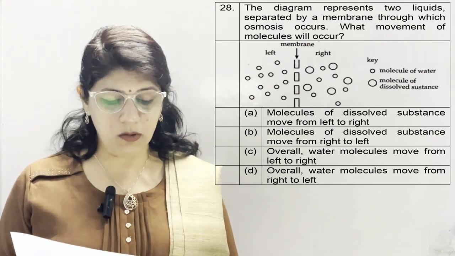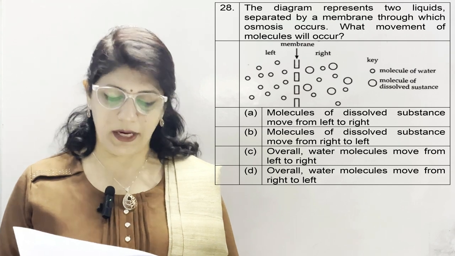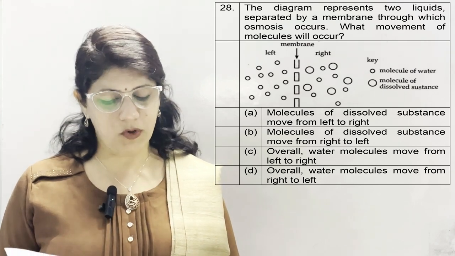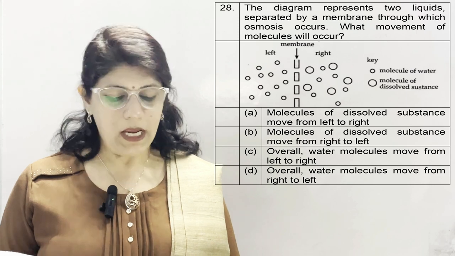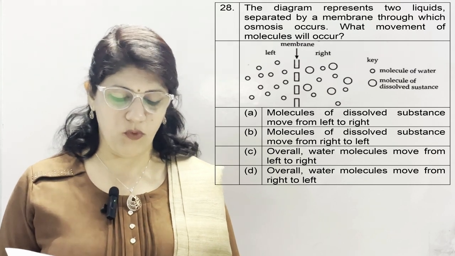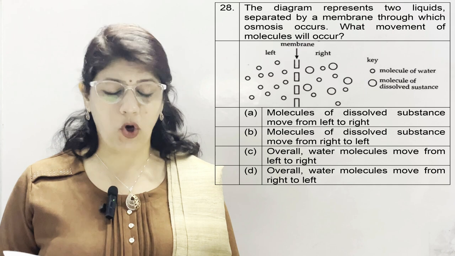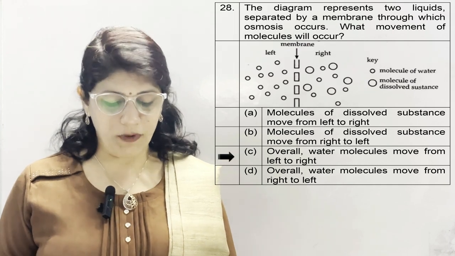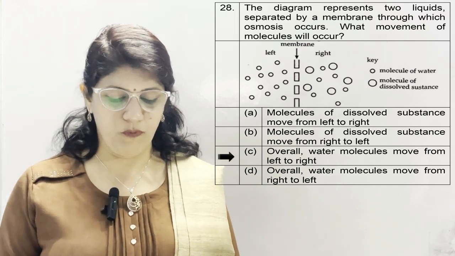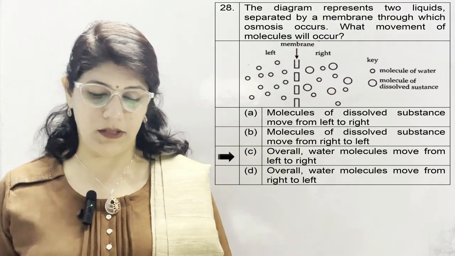B option is molecules of dissolved substance move from right to left. C is overall water molecules move from left to right. And D is overall water molecules move from right to left. And the correct option is C, which is overall water molecules move from left to right.